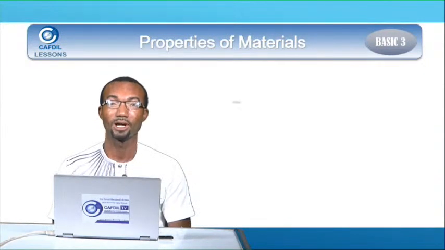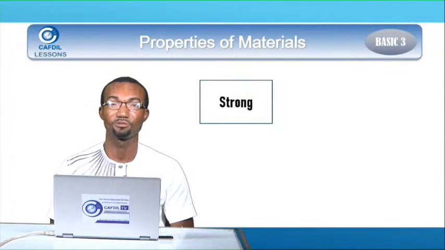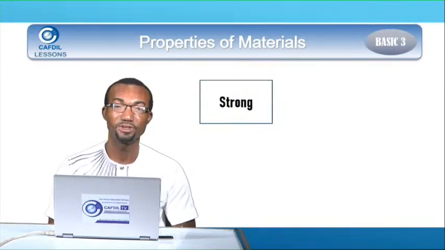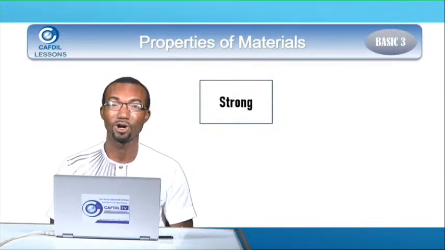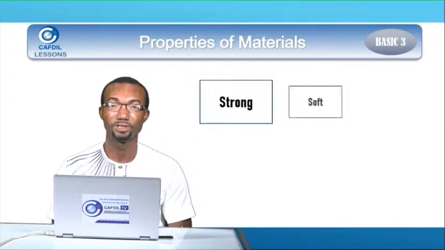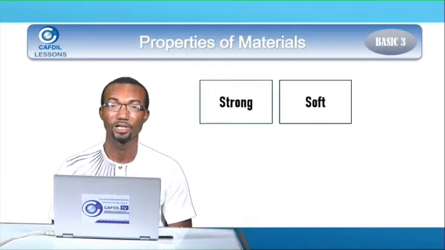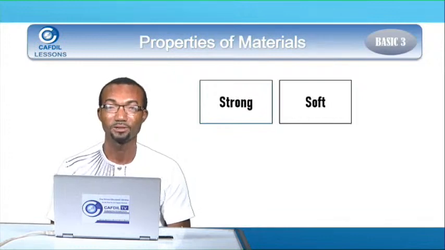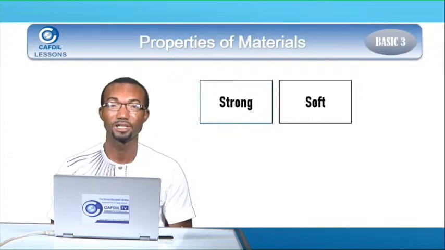We also talked about the physical properties of materials. That is the behavior of these materials, or how these materials look. And we said that some are strong and heavy. Some are strong, like the stone, the metal, and the wood. We also talked about soft materials. So cotton, for instance, is soft. It's an example of a soft material.